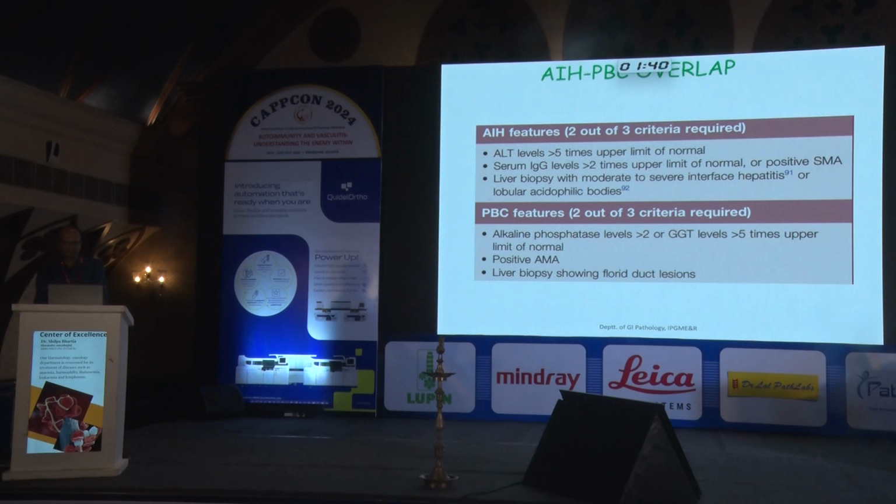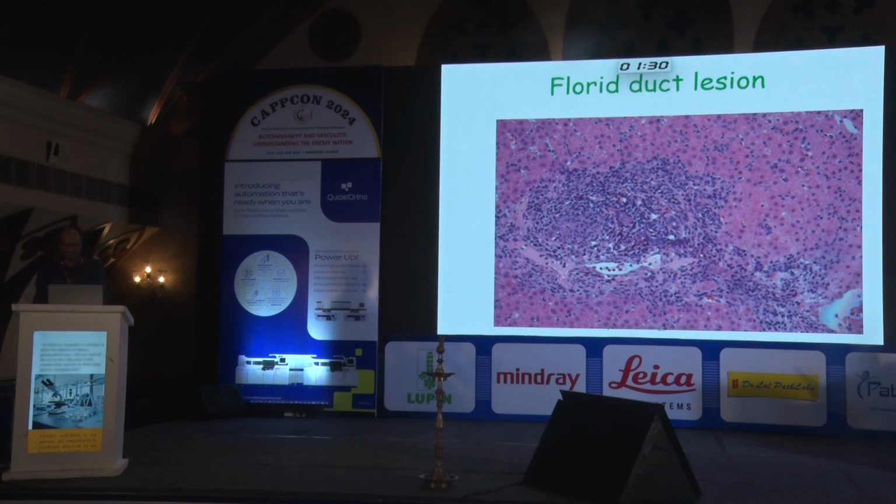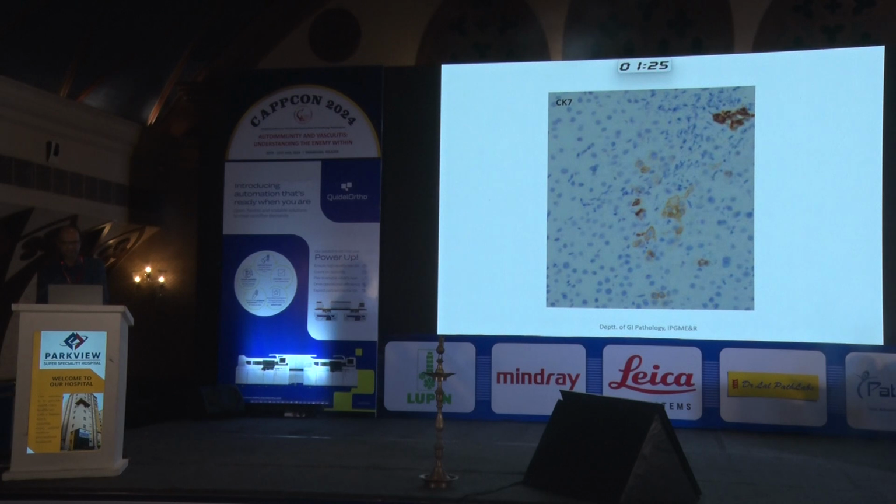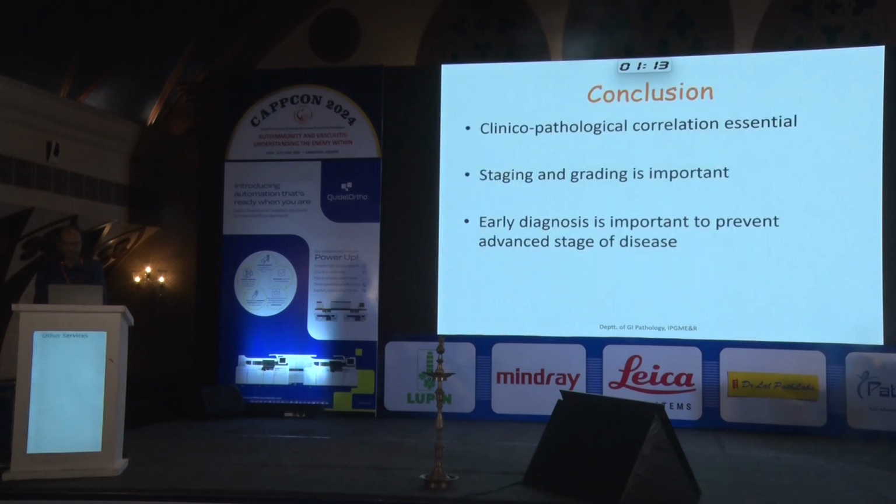Lastly, overlap syndromes. These are the diagnostic criteria where both AIH and PBC are present. Both biopsy and clinical features have to be present. Florid ductal reaction is typically seen in these cases, along with the presence of CK7 positive hepatocytes at the periphery, which are very helpful. And if you do a copper stain, rubeanic acid stain, the presence of copper also helps in the diagnosis.